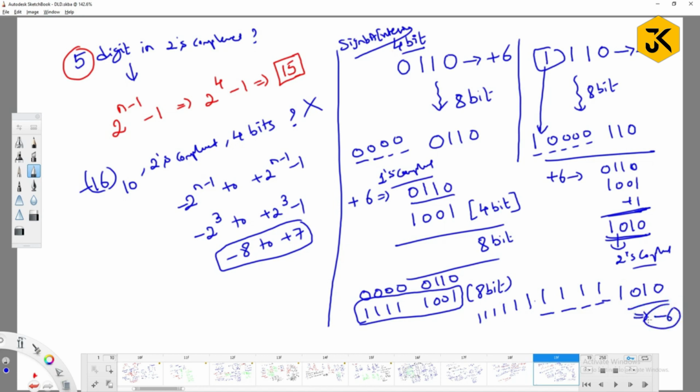If you want, you can calculate it. Try to perform this. This is minus 2 cube plus 2 square plus 2 power 1. Minus 2 cube is minus 8, plus 2, which is equivalent to minus 6. If you want, you can include all these extra ones, and again you are going to get only minus 6. So when you are performing this in a 2's complement number, simply extend the remaining number of bits with 1.